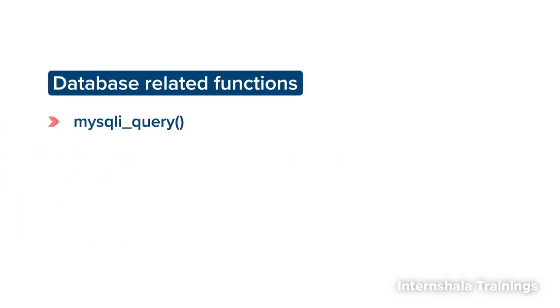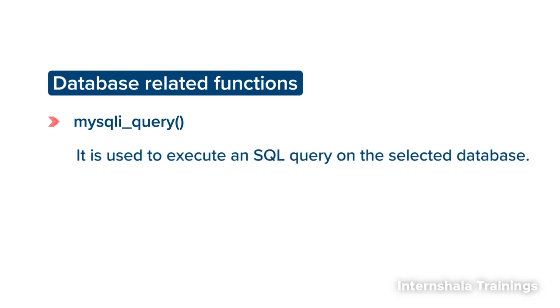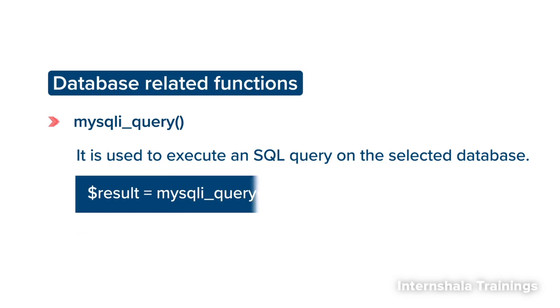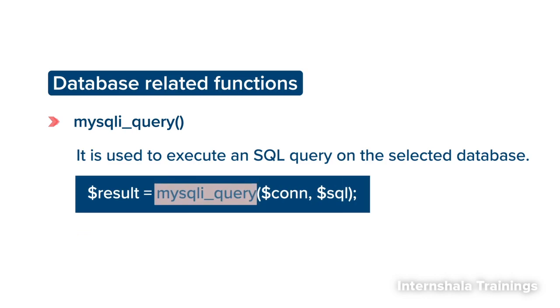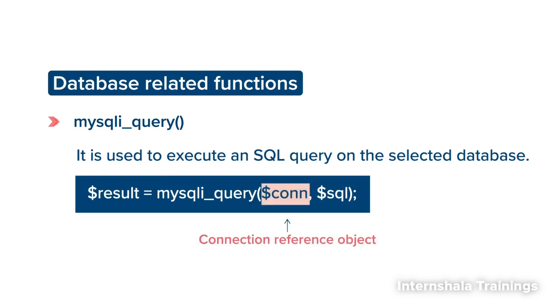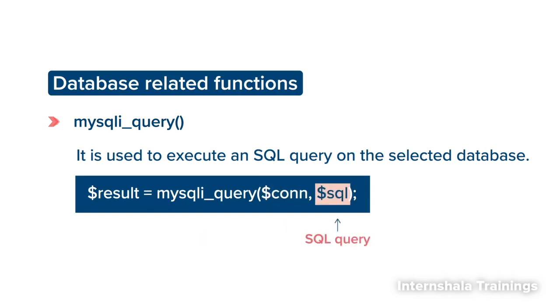Next, we have the mysqli_query function. It helps to execute an SQL query on the selected database. This is the syntax for this function. This is the function, and it takes two parameters. The first one is the connection reference object, which we have already discussed earlier. And the second parameter is the SQL query in the form of a string.